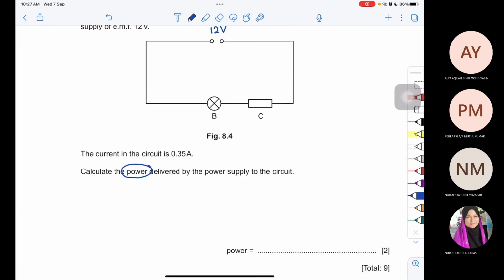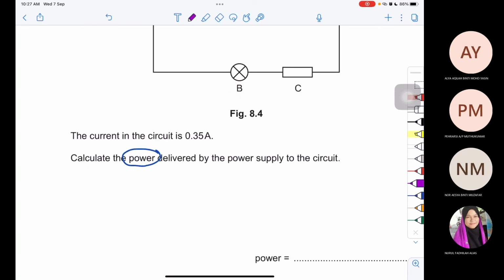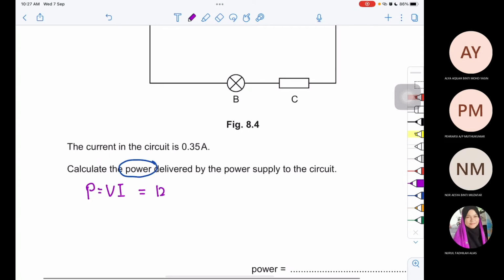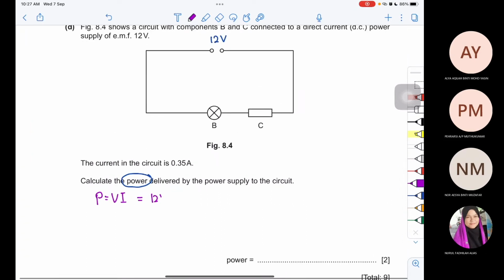But now, the question asks you about power. You have to know the formula of power. So what's the formula of power? Power is VI, IV is the same. Right, so do you know the voltage? It's given, 12 volt. And do you know the current? Okay, so this is a very direct question.